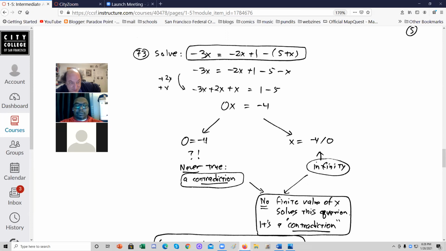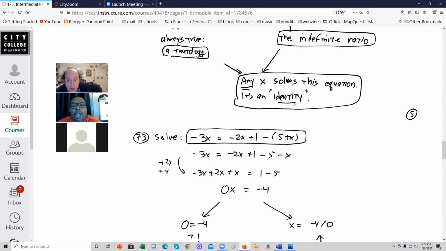No. No. So this is a contradiction. This is never true for any value of x. A contradiction. Or conversely, we could divide by 0 and get x equals negative 4 over 0. But non-zero divided by 0 is an infinite ratio. Taken either way, no finite value of x solves this equation, so it's a contradiction. I get an absurdity either way, so the original equation must have been absurd.